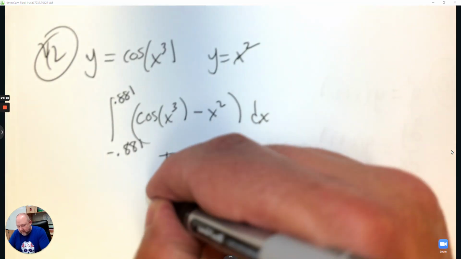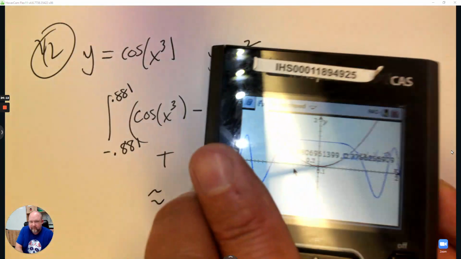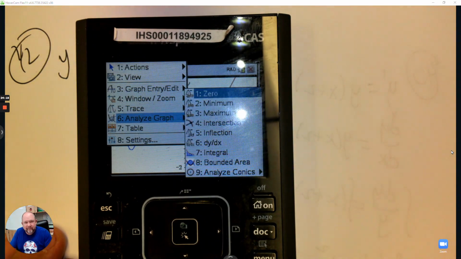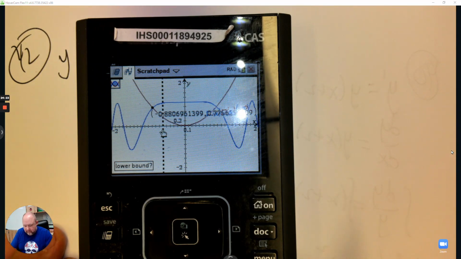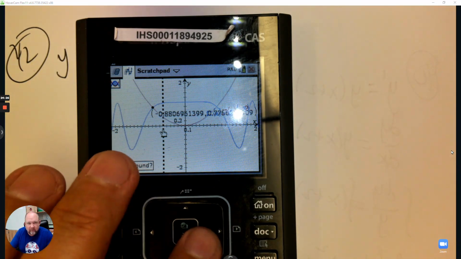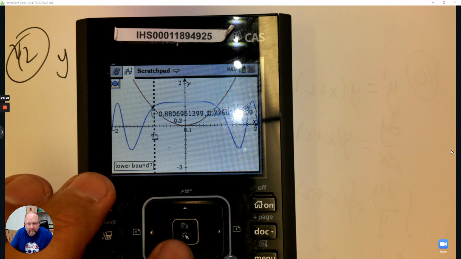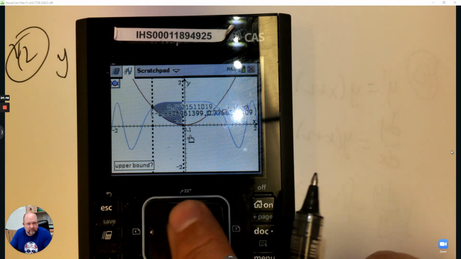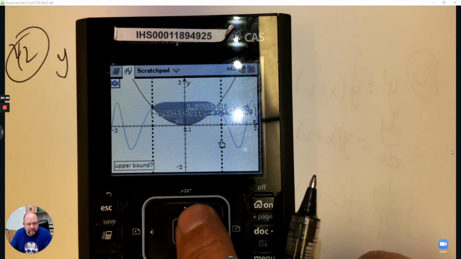And then we want to find the area there using our calculator. So menu, analyze, and bounded area, which is 8. The left bound, I'm going to type in, see if it'll cling right there. So negative 0.8806961399. And then we're going to move over. And then the upper bound, we're going to type in 2.